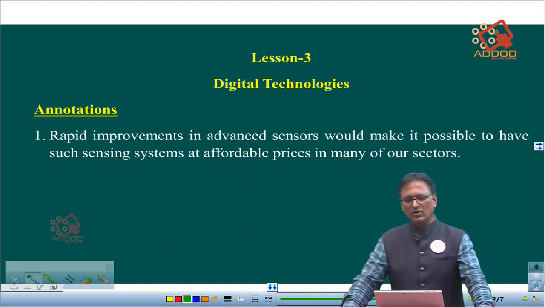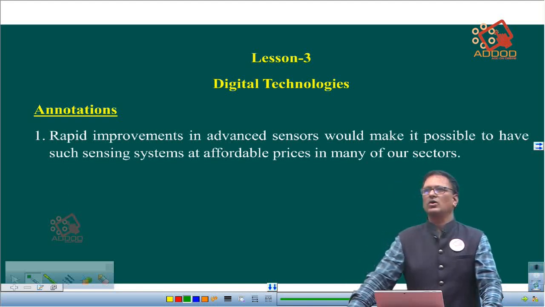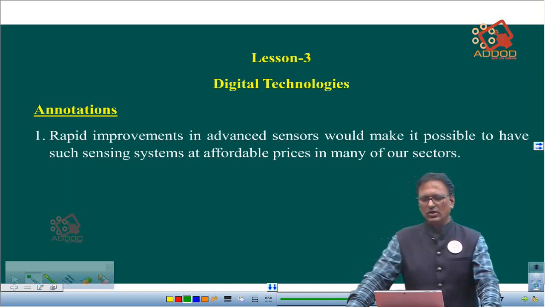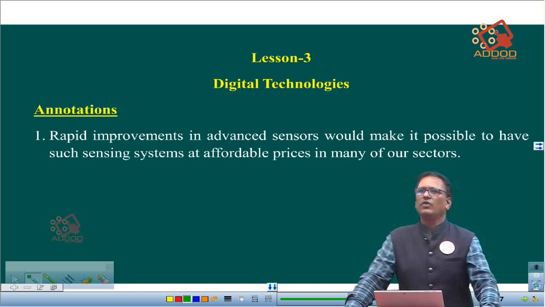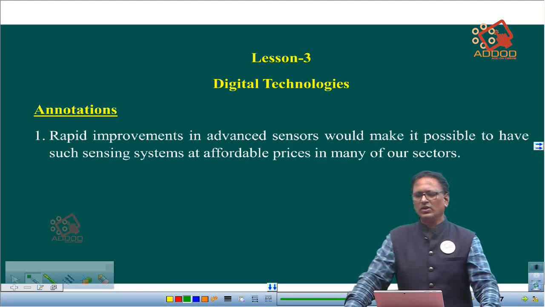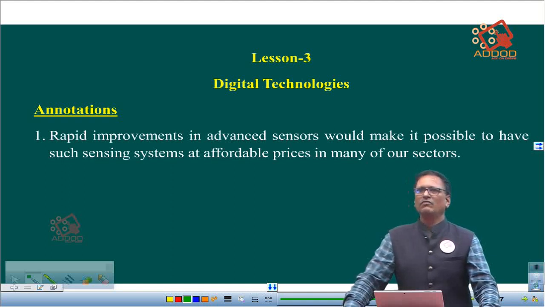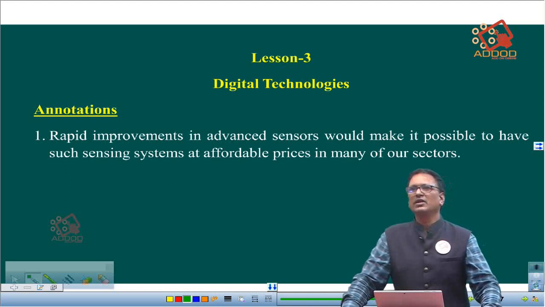Okay, so let's take a look at the first annotation. Rapid improvements in advanced sensors would make it possible to have such sensing systems at affordable prices in many of our sectors. This is the annotation. And I told you annotation is nothing but a particular extract from a lesson. Today's lesson is Digital Technologies, and from this lesson, you will find this particular line taken from it. So obviously, I told you what you are going to do. Unless you remember from which lesson it is, of course, I have given you the name of the lesson now.